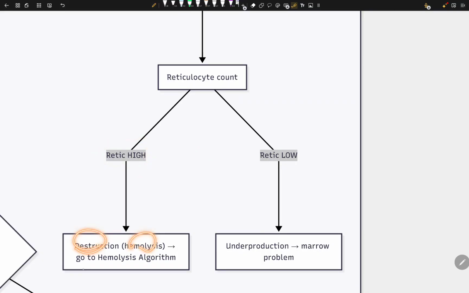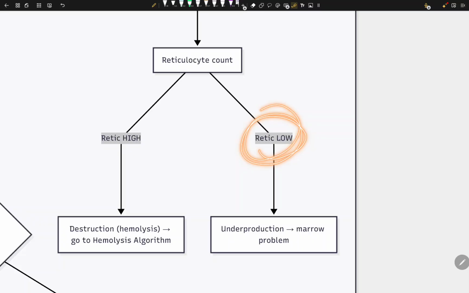So destruction, hemolysis, go to the hemolysis algorithm right now, we will. And if the retic is down, it means bone marrow is shutting down, means marrow problem. So we can kind of say that the retic is a good sign of marrow, right? When I want to think about marrow, I want to look at retic sign, okay?